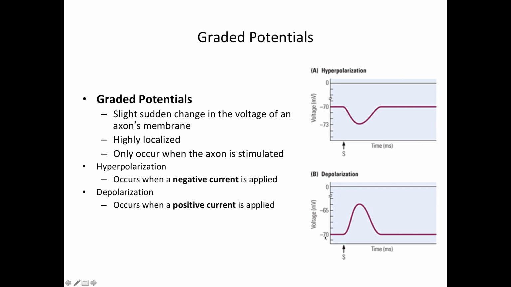It's going from negative 70 to, let's say, negative 63 or something. So it becomes a little bit less negative. So whenever we talk about graded potentials, remember these two. Hyperpolarization, it's a dip down, so it becomes more negative. Depolarization is a little bump, so it becomes less negative or a tiny bit more positive.